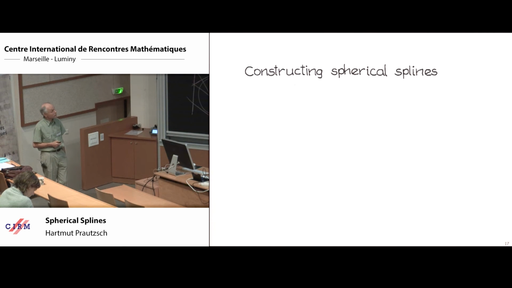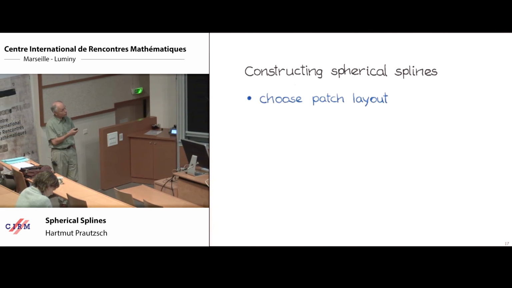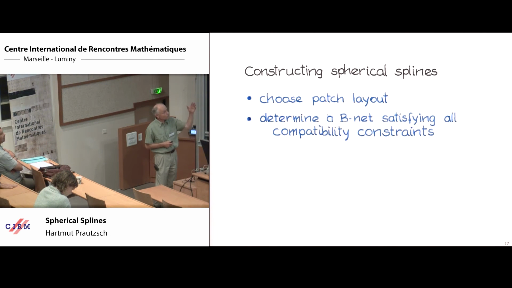And constructing a spherical spline, well, I said we could go to bivariate splines and get it from there, but here we have a different construction. It can be done as follows. First, we choose a patch layout. Second, we could also choose a candidate Bézier net, say of a C0 spline.